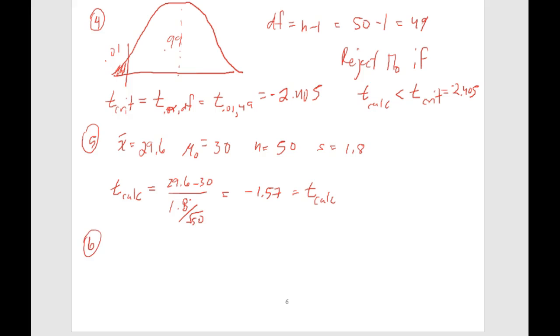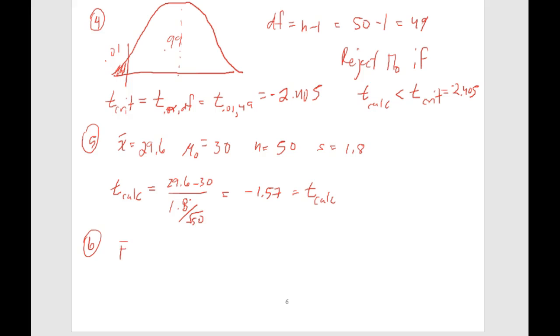So we're going to decide whether or not we're going to reject. And we do that by determining, does this meet the criteria to reject? We said reject if t-calc is less than t-crit of negative 2.405. The answer is no, it's not less than. 1.57 is like somewhere in here, so less than would mean that would be more left. It would be more negative. It would be a higher negative number, right? So we fail to reject there.